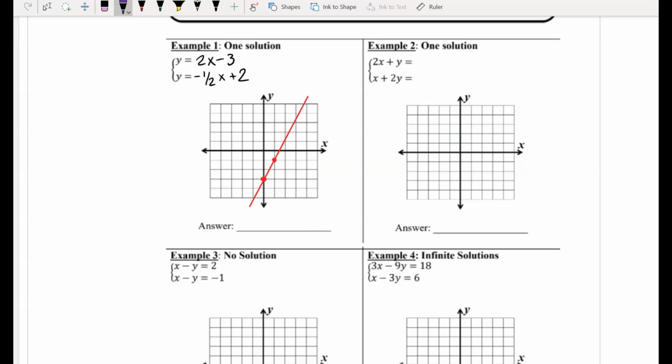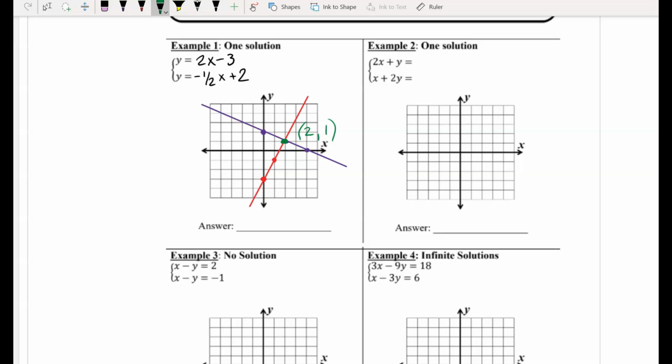Look at our second equation, y equals negative 1/2 x plus 2. There's a y-intercept at 2, and if we count our slope of negative 1/2 from that point, we can go down 1 and over 2. And we could continue down 1 and over 2 and draw our line.